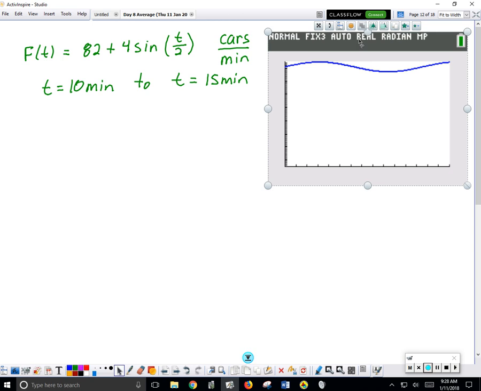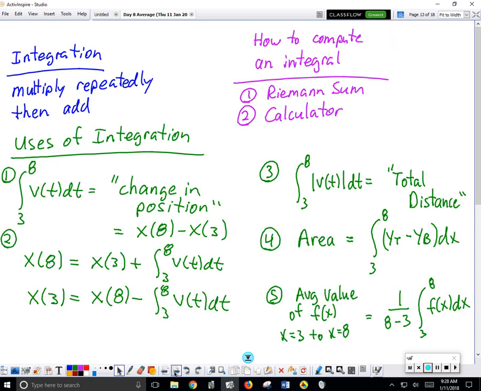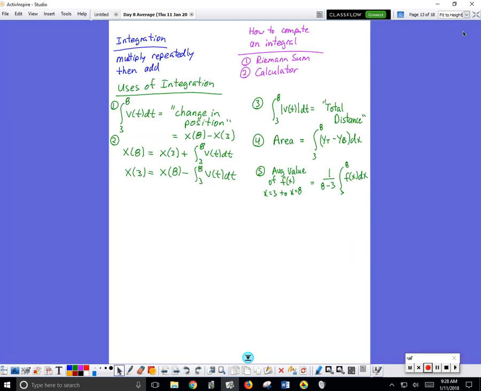Hey, look at me. Hey, watch. We're going to use integration for something else. In fact, you should have this in your notes. If you don't, then I would add it to your notes. Right here. We talked the other day that when we talk about integration, all we're really doing is we're just multiplying over and over again, and then we add them up. That's what integration is. That should be in your notes.